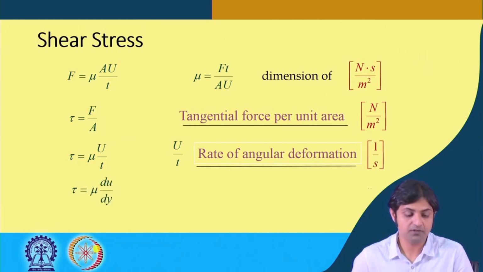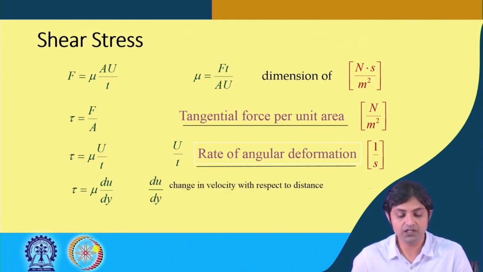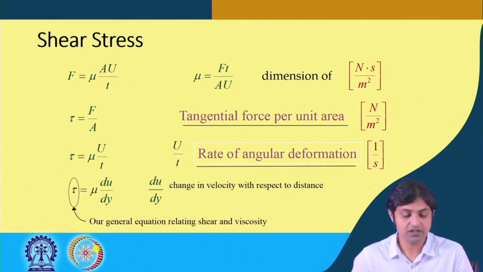Tau therefore can be written as mu du by dy, as we have already said it is the rate of angular deformation. What is du by dy? It is the change in velocity with respect to the distance, in terms of a differential equation. So this is our general equation that relates shear stress and viscosity, and this du by dy is also called the rate of shear.